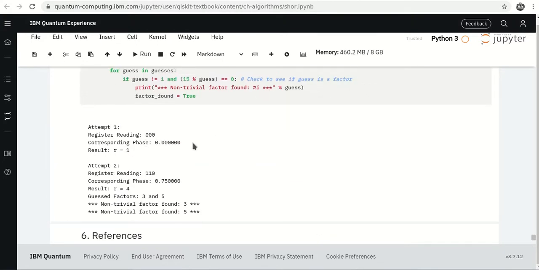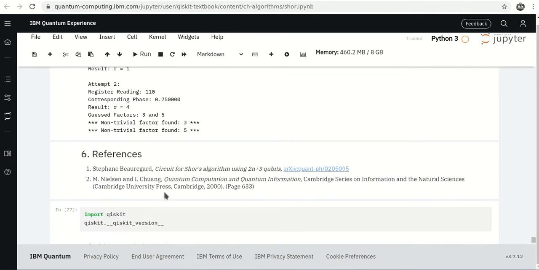Attempt 1: 0 0 0 0, r equals 1, no factor found because it will be prime. Attempt 2: 1 1 0 0, 0.75, r equals 4. Guessed factor is 3 comma 5. So that is how it is found. So that's all for this current lecture. Thank you.